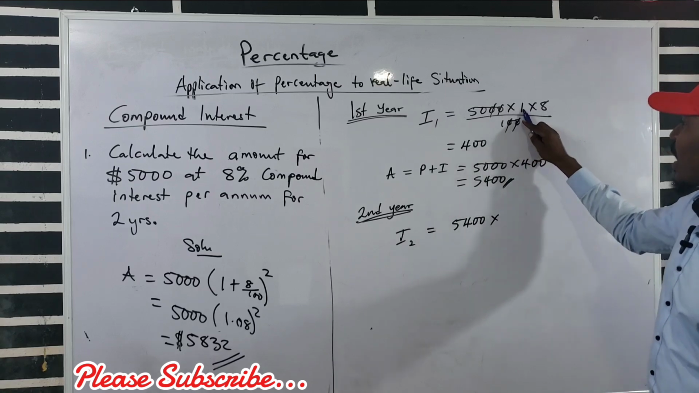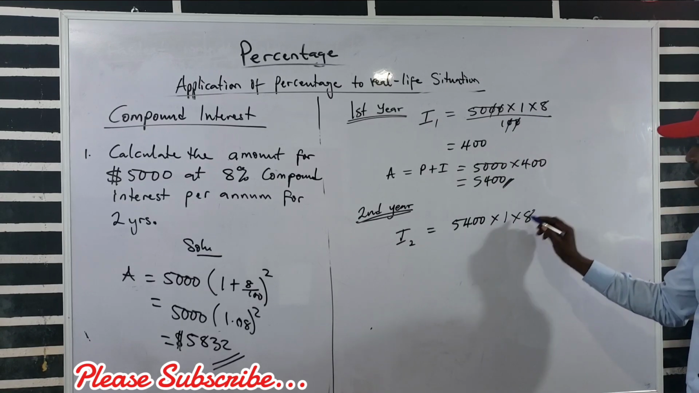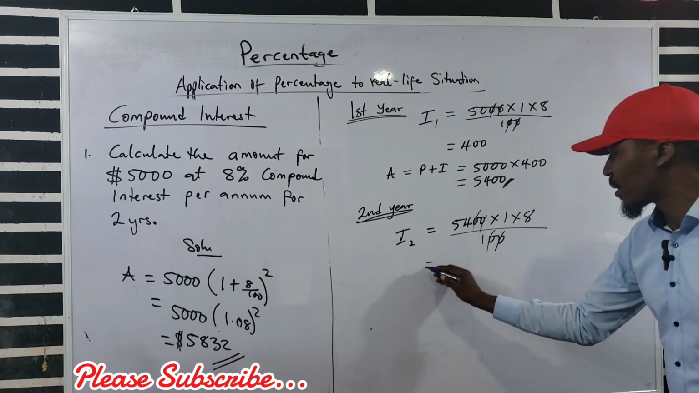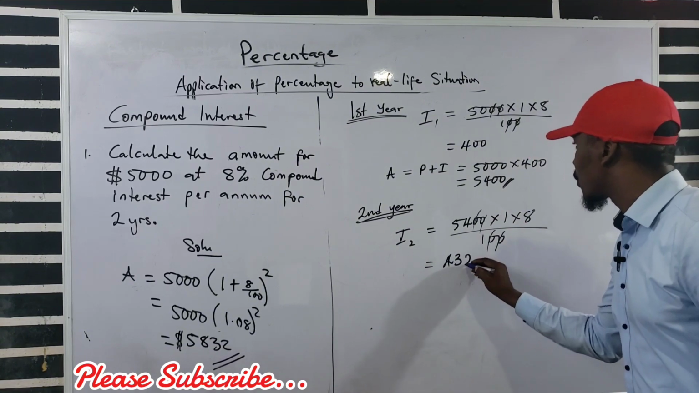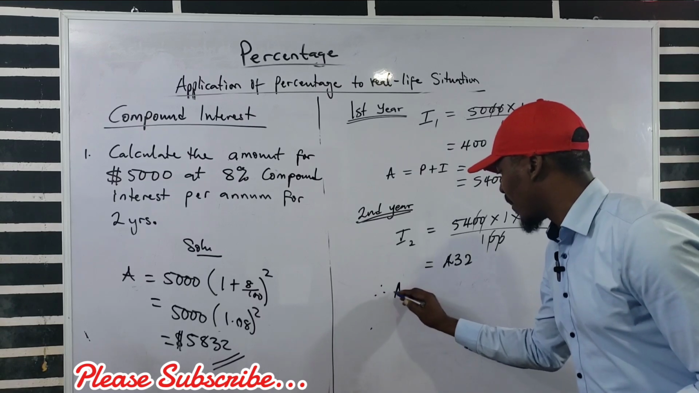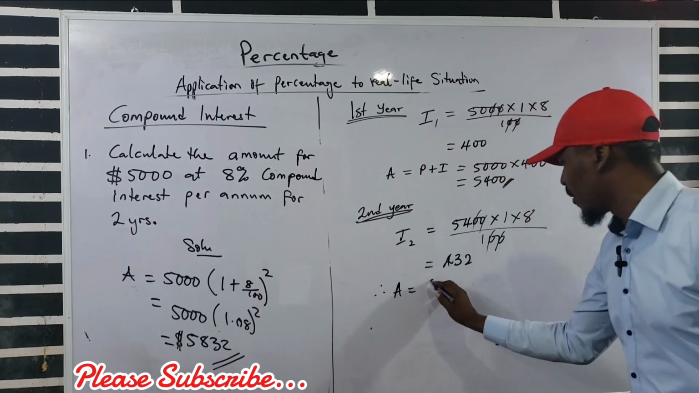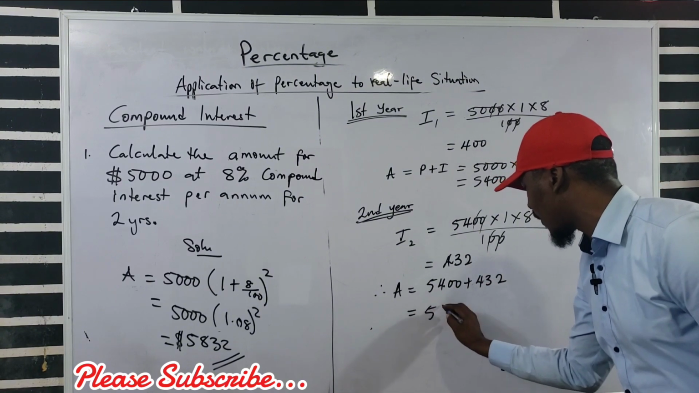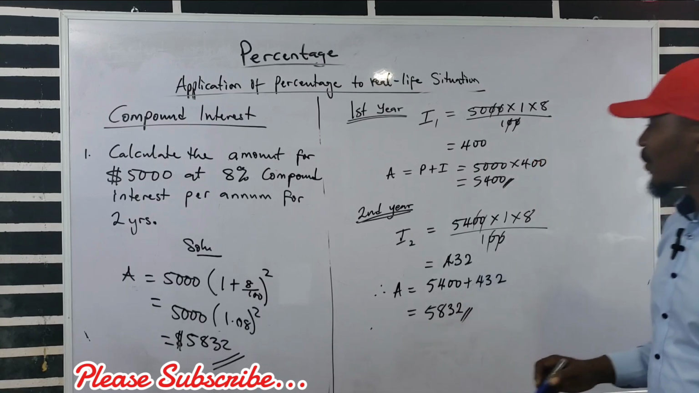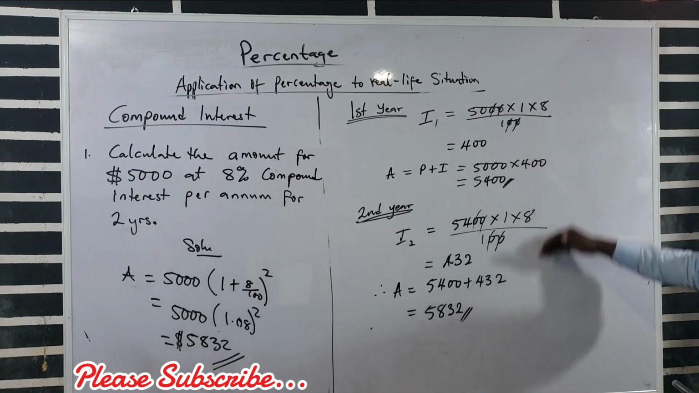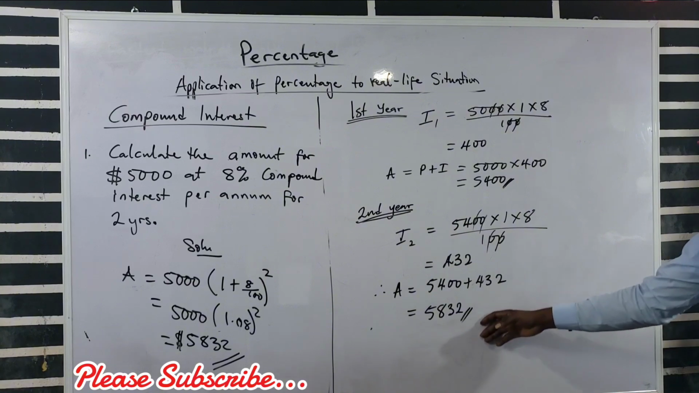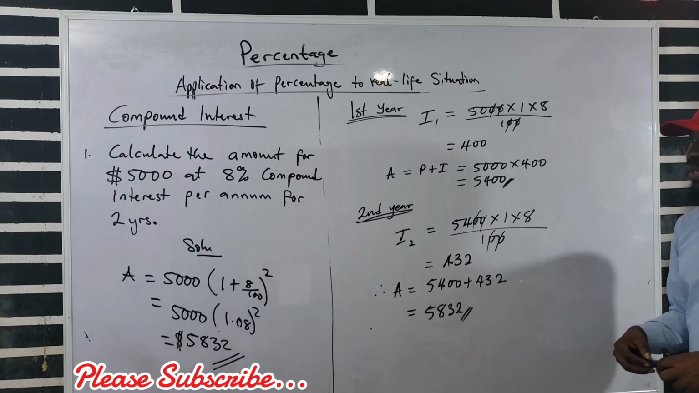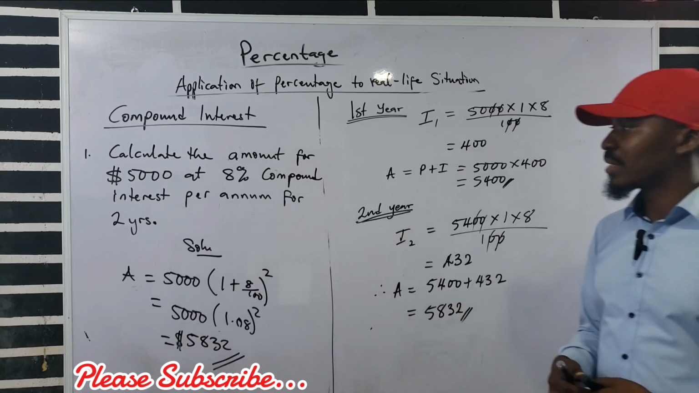5,400 times, remember we are calculating yearly, so that's 1 times the rate over 100. That will give us 432. Therefore, the amount after the second year will give us 5,400 plus 432, which is 5,832. So you can see the process that it took us to get our answer, and using the formula we have our answer. Whichever method is convenient for you, you can use to solve.